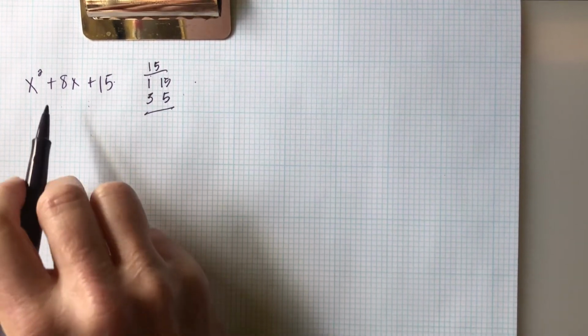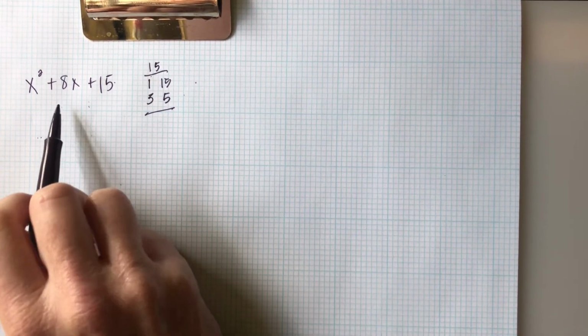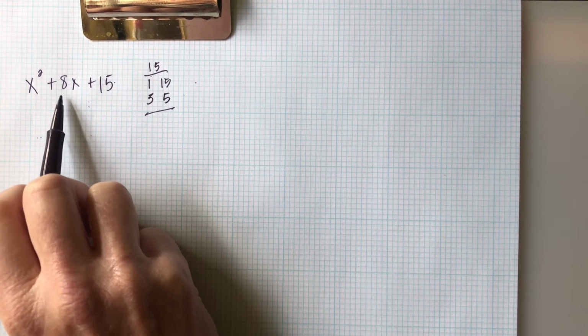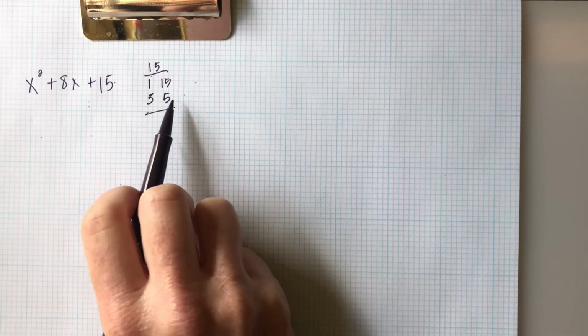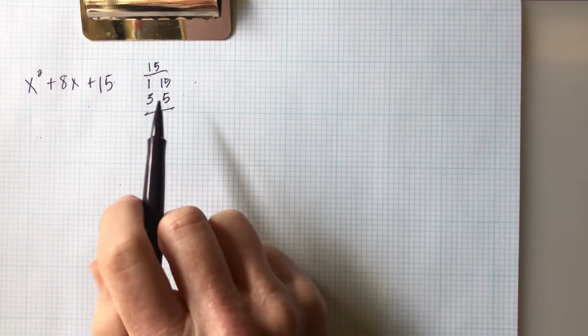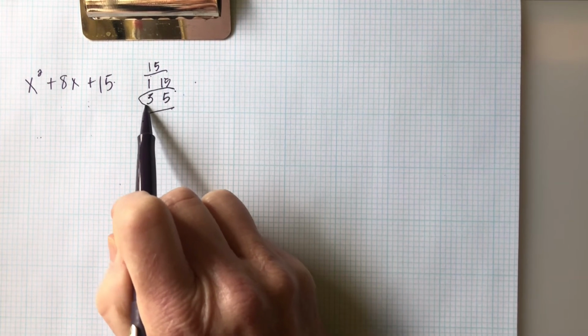Now, we come back over here and focus on the middle term. The middle term has a coefficient of 8, so we want to see if any pairs of factors have a sum or difference of 8. And we've got that right here.